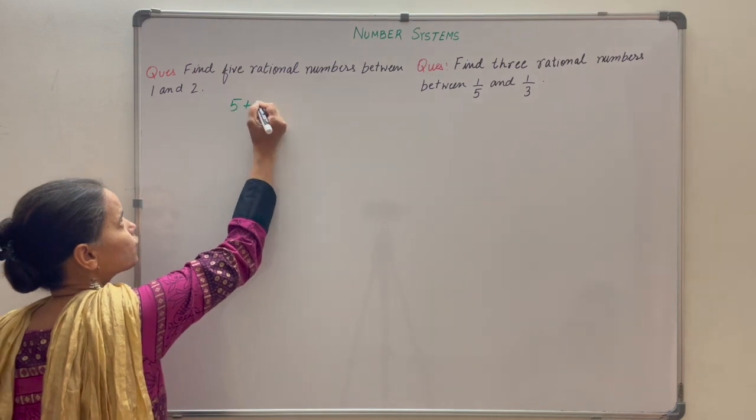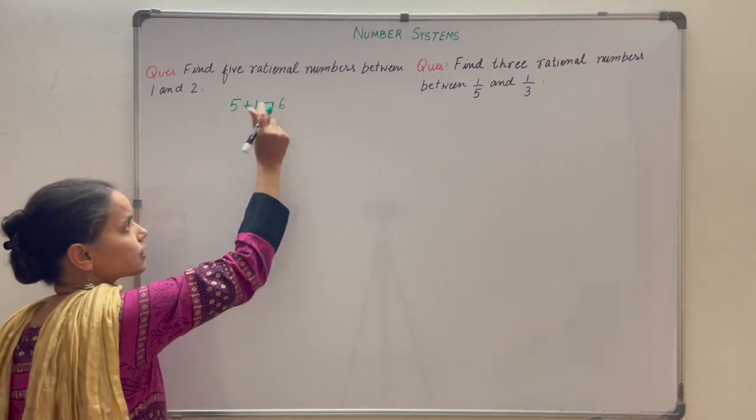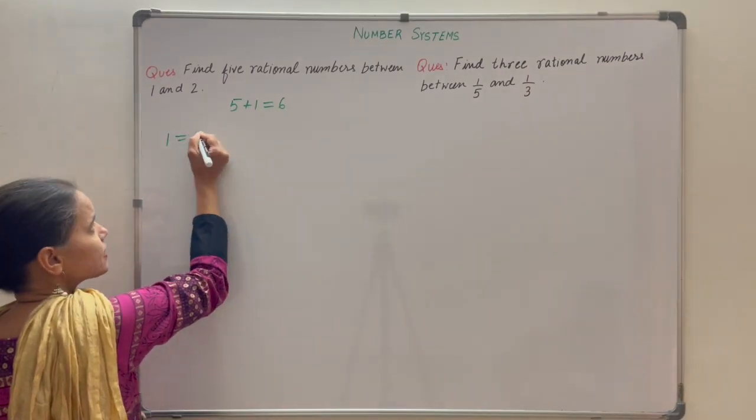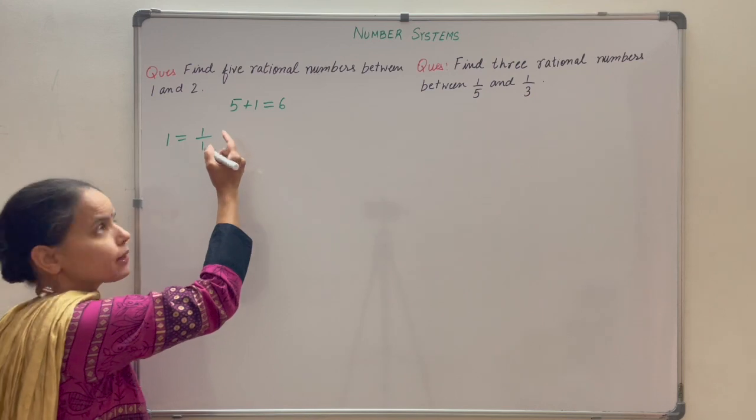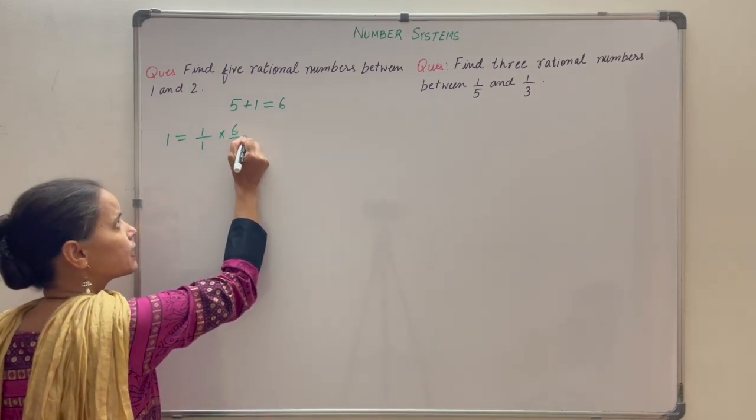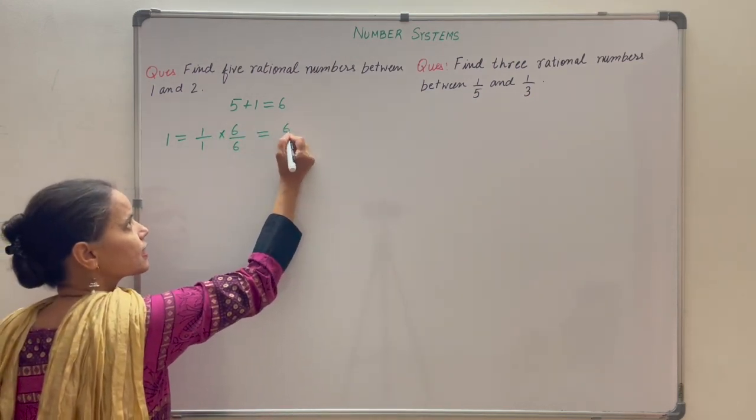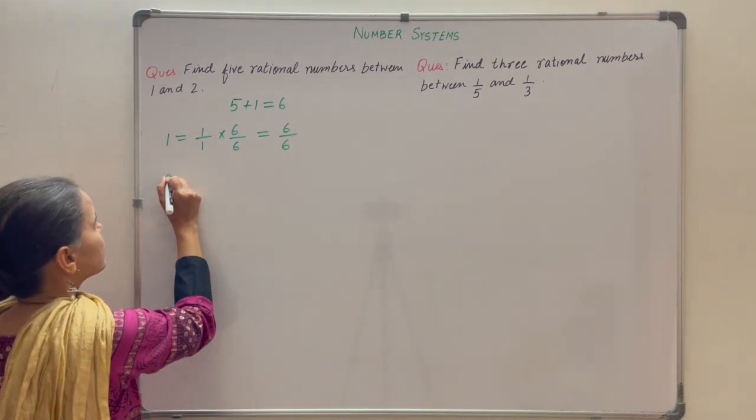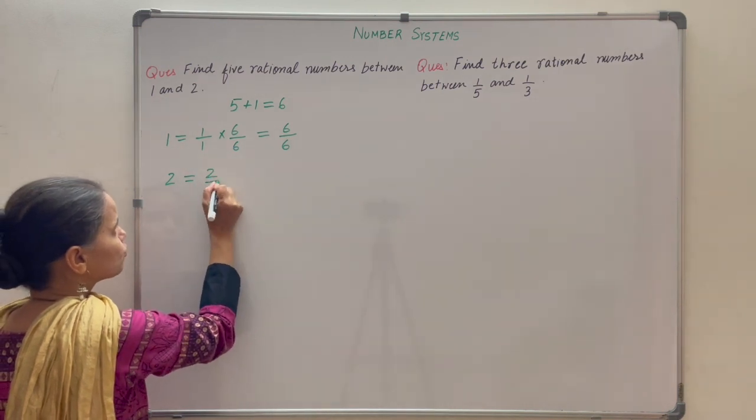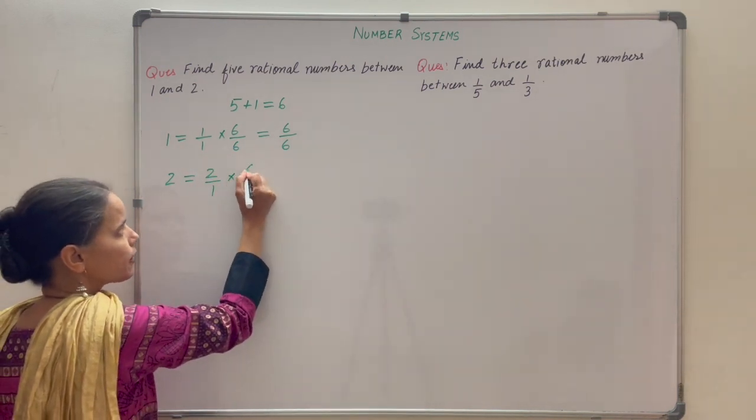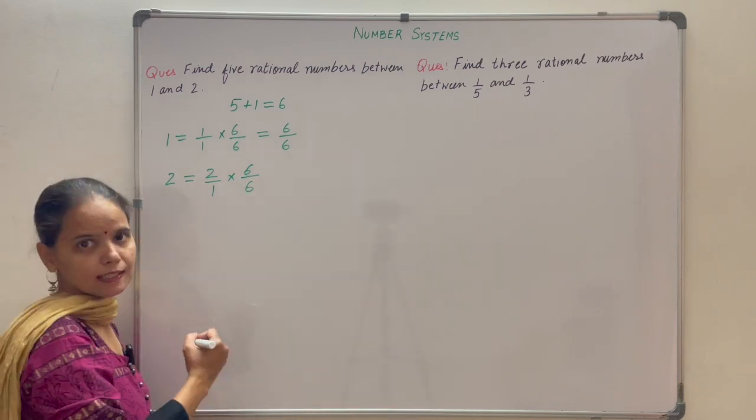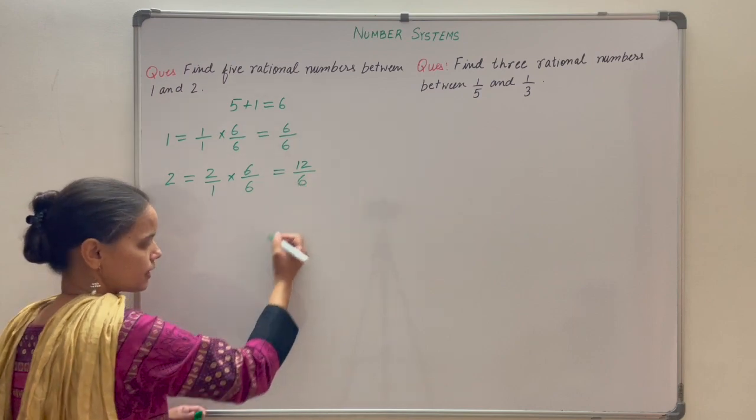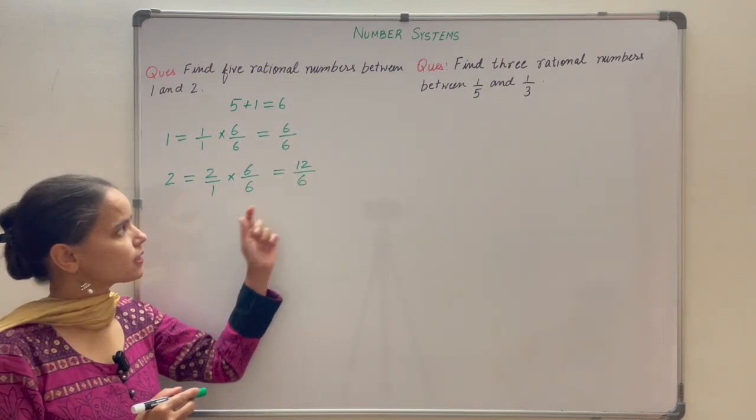5 plus 1, 6. So this 6 we are going to multiply in numerator and denominator. So let us write down 1 as 1 by 1. So we will multiply here both in numerator and denominator by 6. So what do you get here? 6 by 6. So 1 is rewritten as 6 by 6. Similarly, 2, you can write it as 2 by 1. Here also we will multiply both numerator and denominator by 6. So what do you get here? In numerator you get 12, in denominator you get 6. So 2 you have rewritten as 12 by 6.